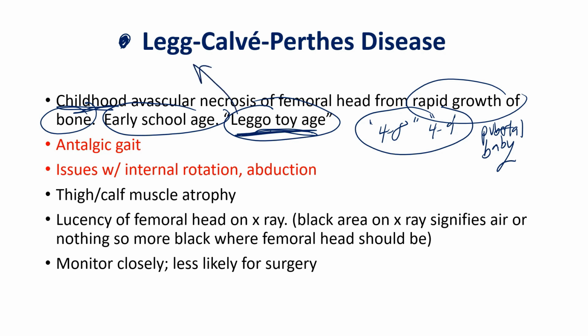Why am I telling you Legos? Because look at the title, Legg-Calvé-Perthes, Lego. It'll help you think of Lego. Okay? So that's a hint to remember if you have a child who's 6, 7, 8 years old, even 4 or 5. That's going to kind of hint you towards this particular disease if they're having hip problems.